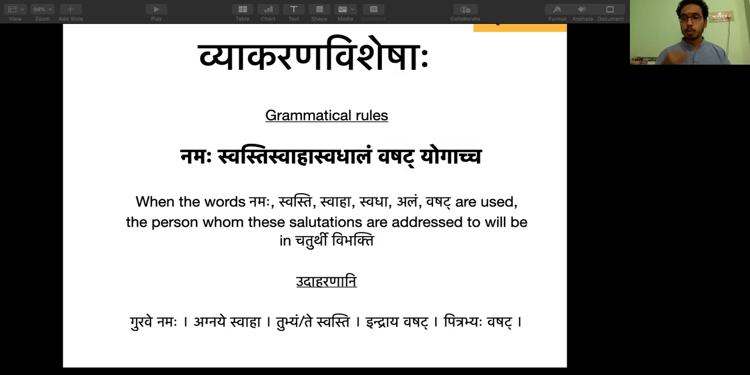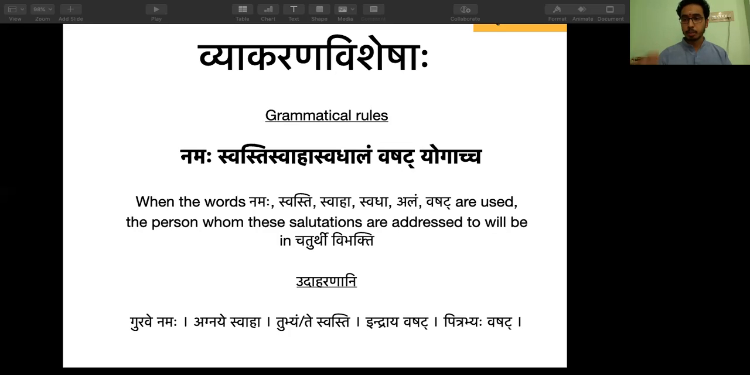Namaha, salutation. Swasti, good, something that is your blessing. Swasti is like a blessing. Swaha, when you do a homa, you tell Agnaye Swaha, etc. So Swaha is used in homas. Swadha is also used as an alternative for Swaha. Alam is enough. Vashat is also another offering. So Swadha is used when you are doing it to gods, and Vashat is used when you are doing it to Pitrus, that is your elders.